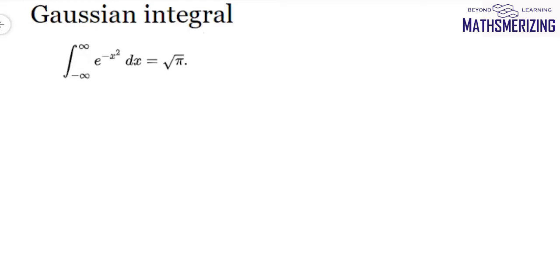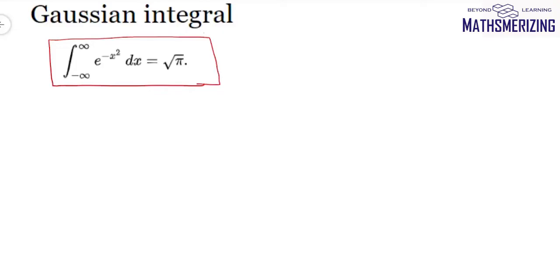Today we'll discuss the Gaussian integral, which is also known as the Euler-Poisson integral. It is named after the German mathematician Carl Friedrich Gauss, and it is expressed as the integral from minus infinity to plus infinity of e to the power minus x squared dx, which is equal to the square root of pi.